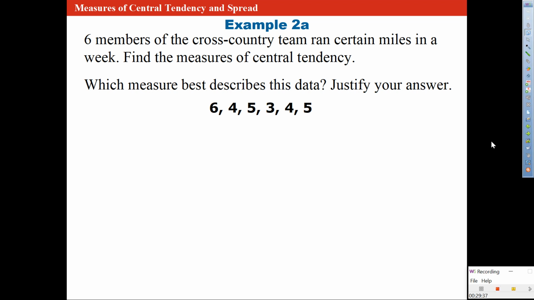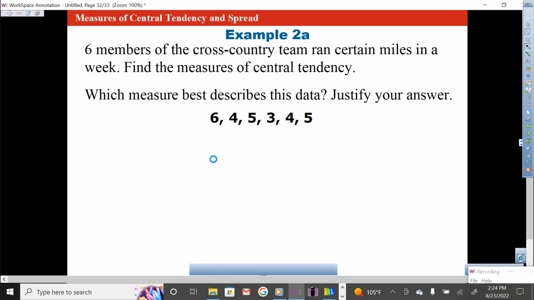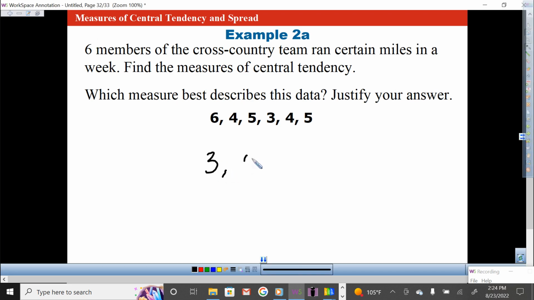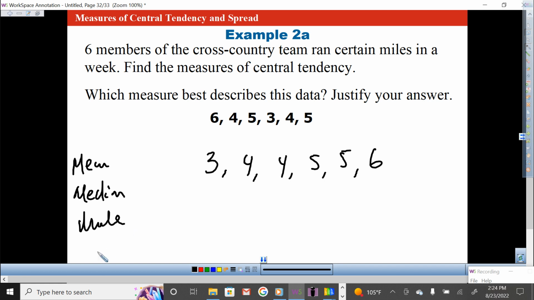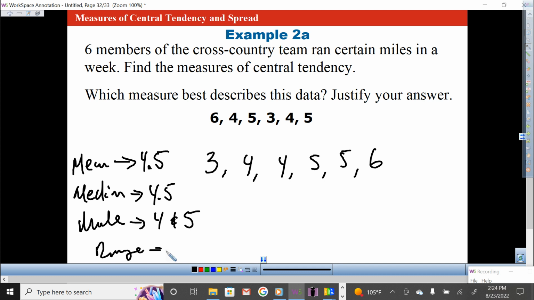All right. So, one more time, here it goes. We got 3, 4, 4, 5, 5, 6. Okay, so our mean, median, mode, and I'm going to include range. Okay, what was our mean? Someone? 4.5. Median, mode, 4 and 5, and range, 3.